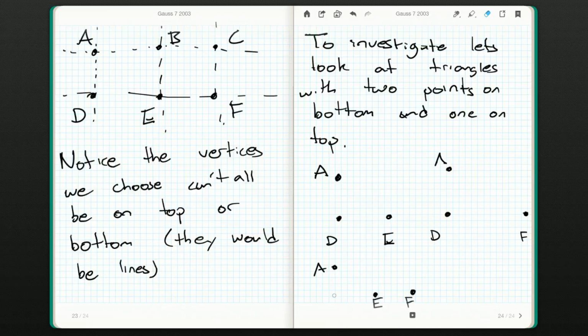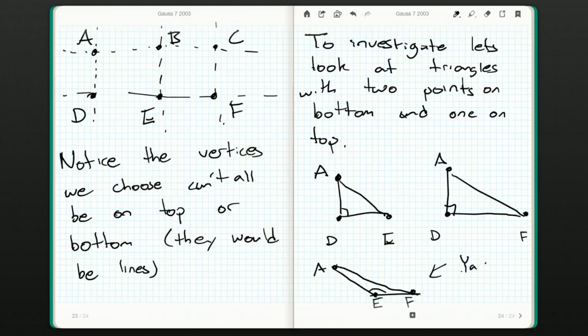And when we form these triangles, we see that the first 2 have right angles at D specifically. And these are the only ones we can form with A and two of the other vertices on the bottom. But AEF, we can check. No, it's got a very large obtuse angle here, no right angle at all. So we've got one that works. So at least there is one that we can count. That's great.